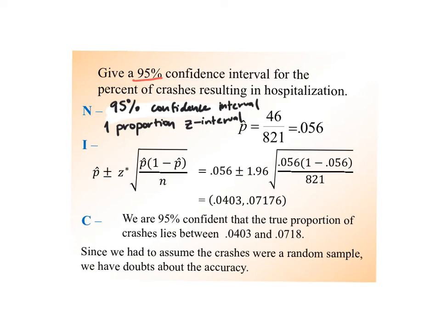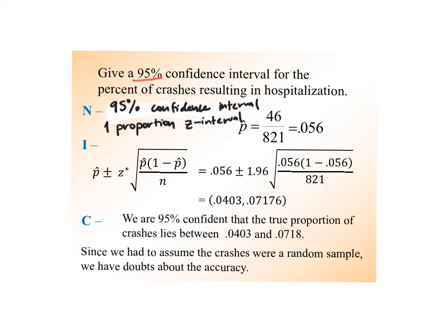So remember how we did this last time? We look for, what's 100 minus 95? That's 5%. What's half of 5%? 0.025. And we would look at 0.025 in the table, and that should give us 1.96. Okay, that hasn't changed.